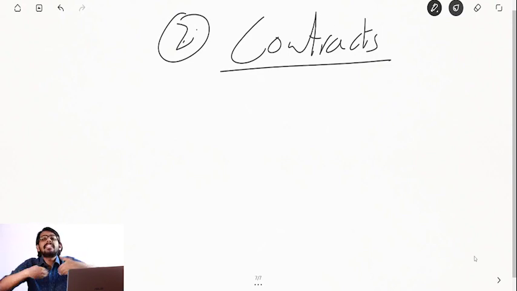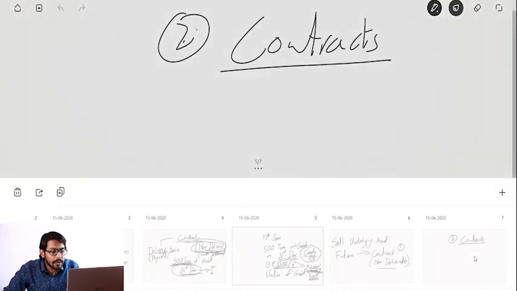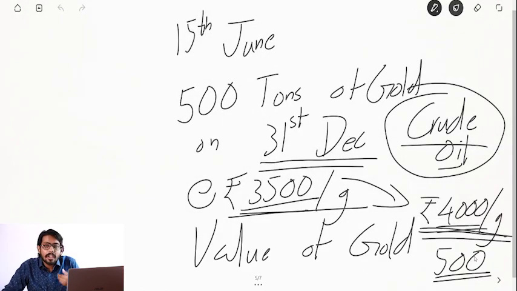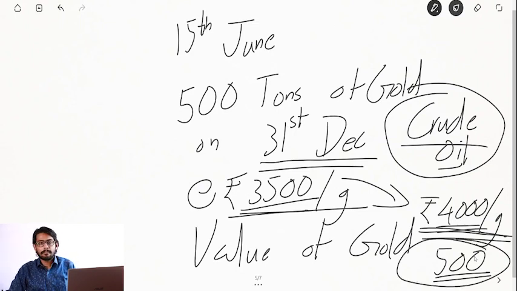Non-deliverable basis: physical settlement happens on the due date. You actually get the asset and you have to pay cash. In cash settlement, the net settlement happens. In this case, instead of actual gold, you get 4,000 rupees per gram. You have to pay 3,000 rupees per gram. On a net basis, you will get 500 rupees per gram.